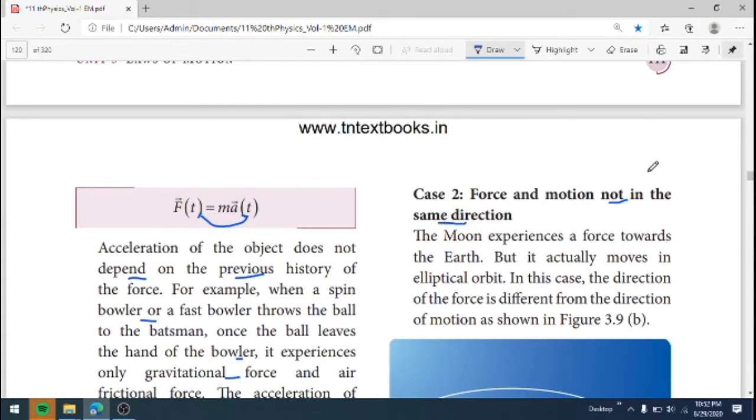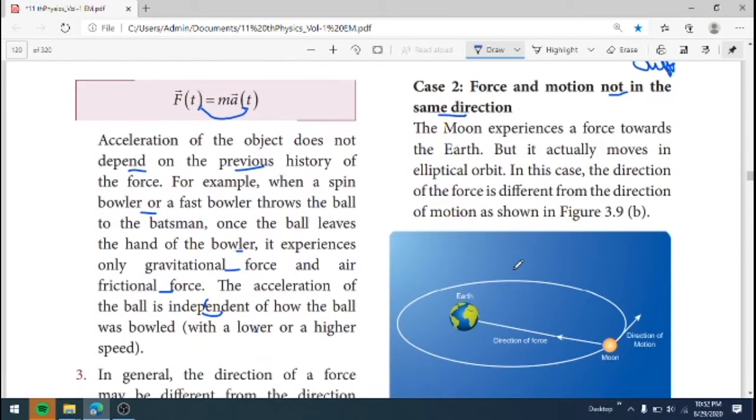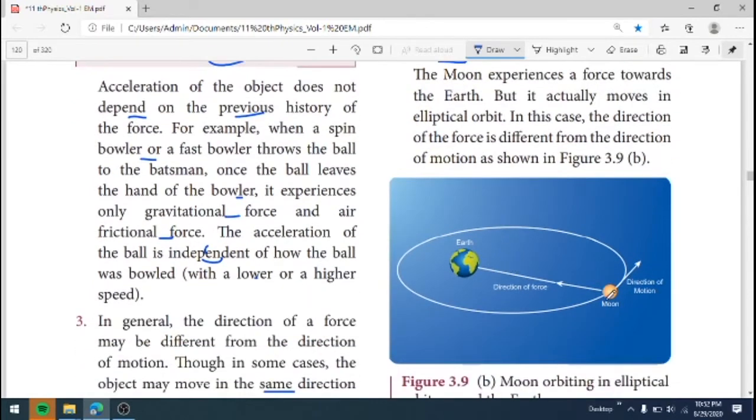That means they are different. Yes, they are in different directions. Okay, nice example is shared. The moon is always attracted towards the earth. It experiences the force towards the earth. So this is the direction of force.